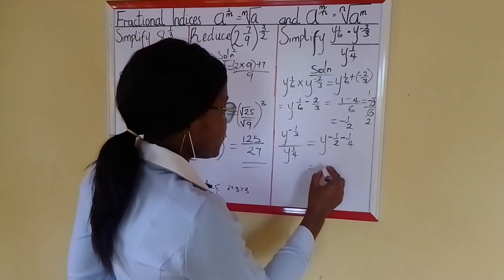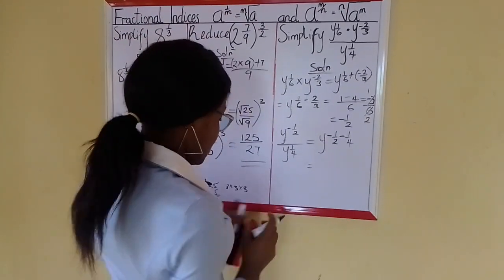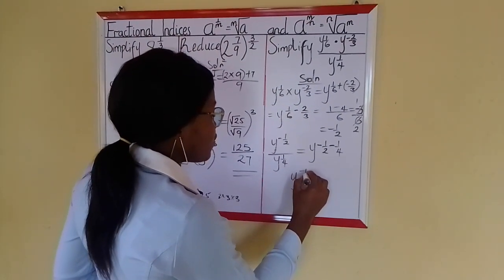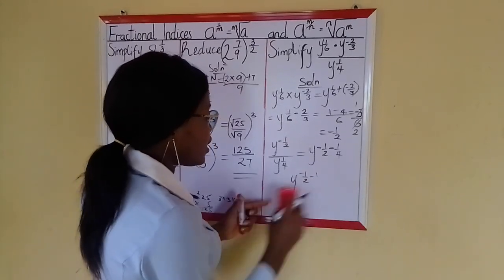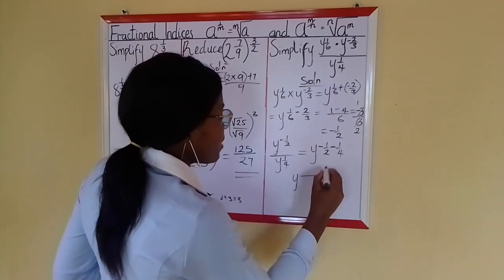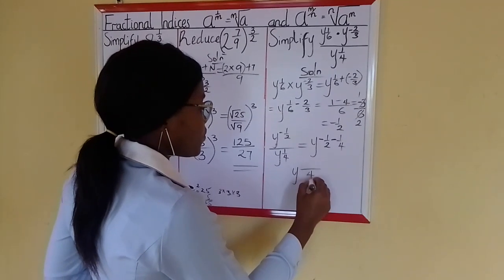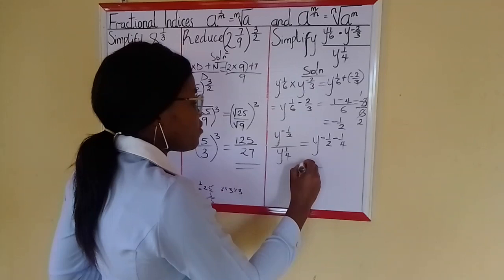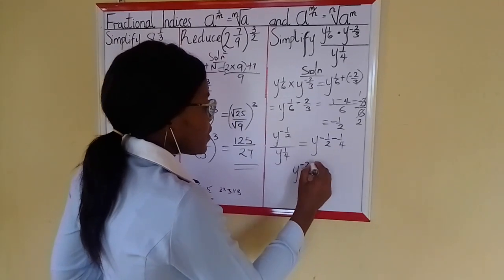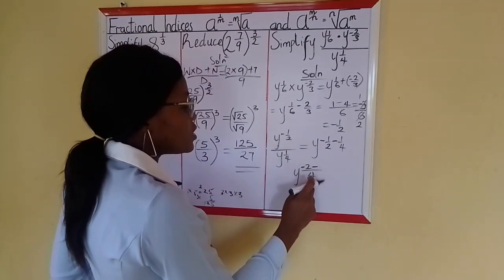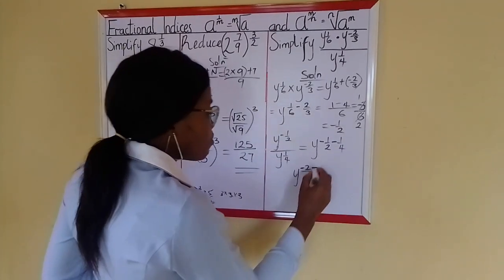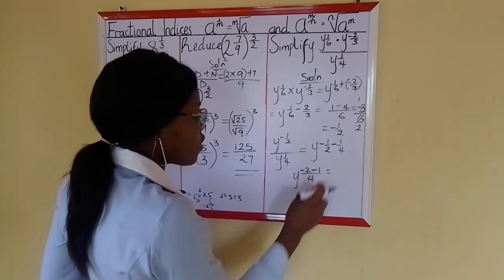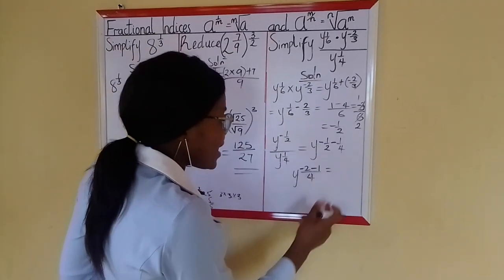We are going to solve the LCM. We have y raised to power minus 1. Okay, let's solve directly. LCM of 2 and 3 is 6. Here we have y raised to power minus 2 over 4. Minus 4 divided by 4 is 1, 1 times 1 is 1, minus 1. So here we have minus 2 minus 1, which will give us minus 3.